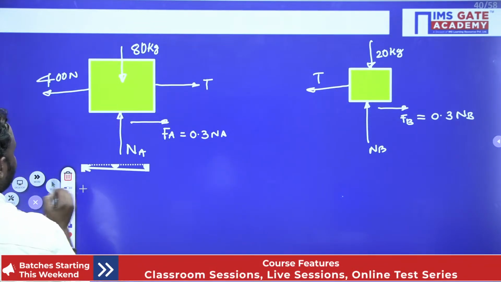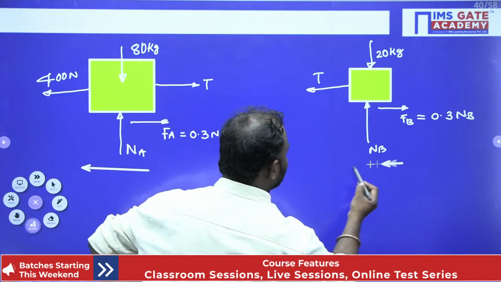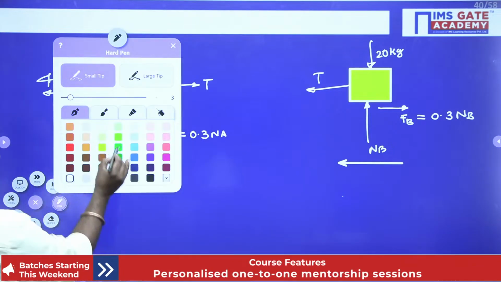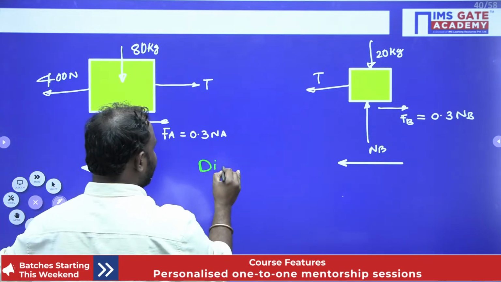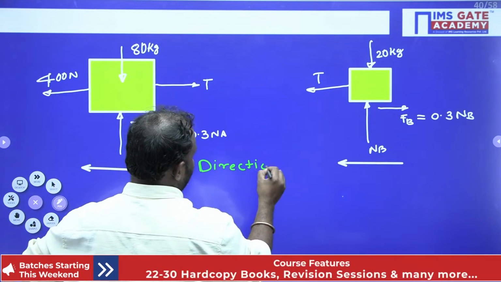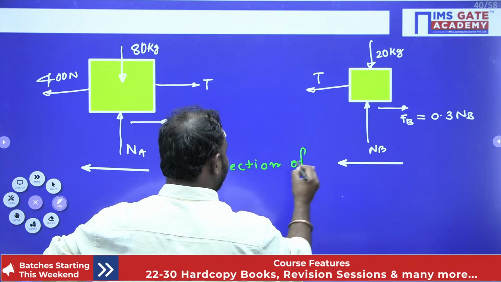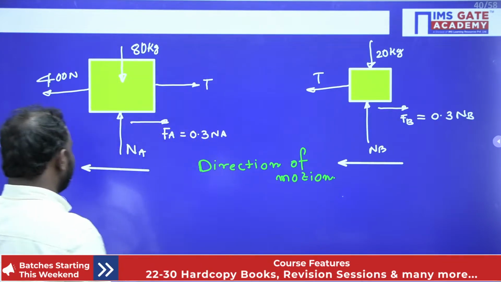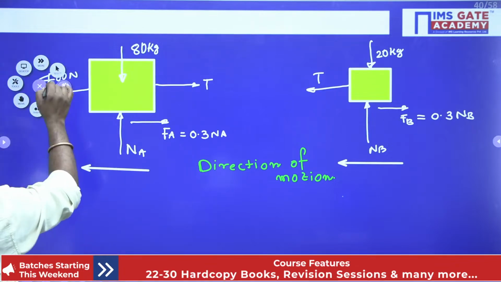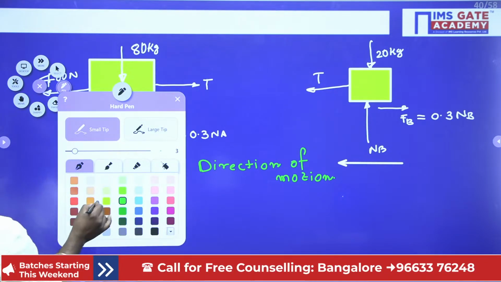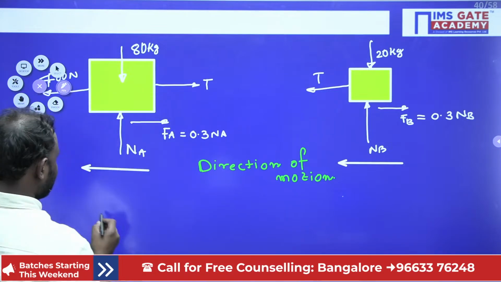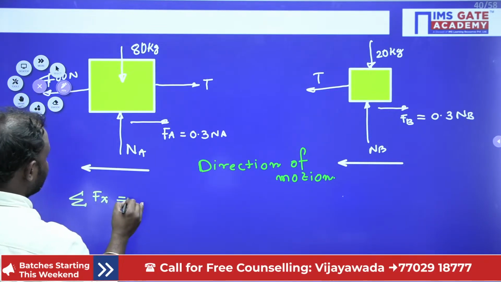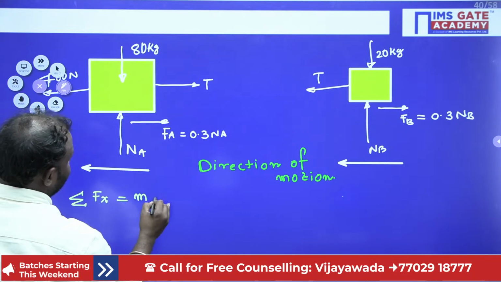Now here, in both cases, I'll indicate the direction of motion. Now here also direction of motion, right? I will write it as both cases direction of motion. All right. So for these two cases, you write that sigma fx equal to ma. Sorry, sigma fx equal to ma. Right. Now let me draw that. Sigma fx is equal to ma dot x.